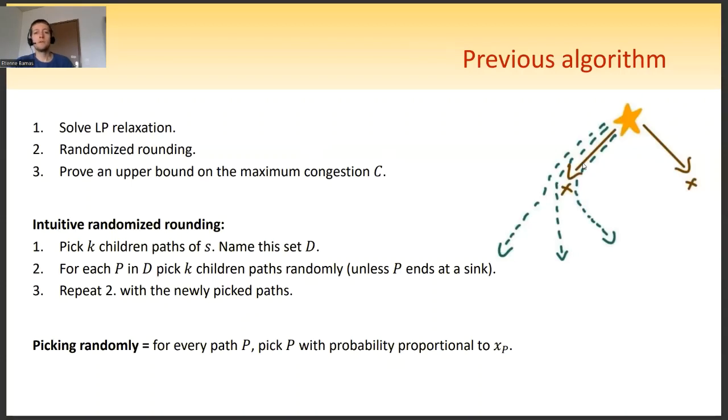And here what we mean by picking randomly is the very intuitive way. If you have several paths to choose from, you just pick them with probability proportional to the LP value.